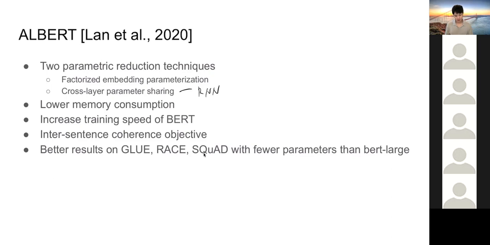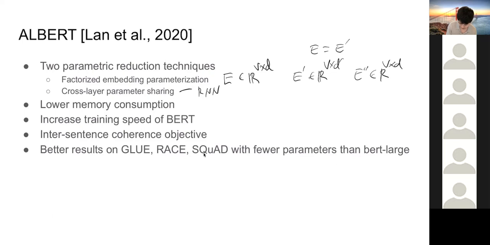And factorized embedding parameterization is simply, you can think of this as follows. You have an embedding E, and suppose its dimension is vocab size V by some D. And you think that this is too large, right? So you basically want to factorize this into two matrices, where you have E' with dimension V by some D', and E'' which is D' by D. So then E is E' times E''.